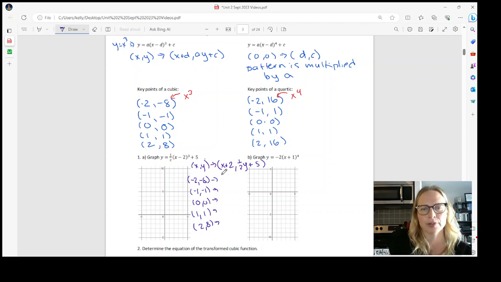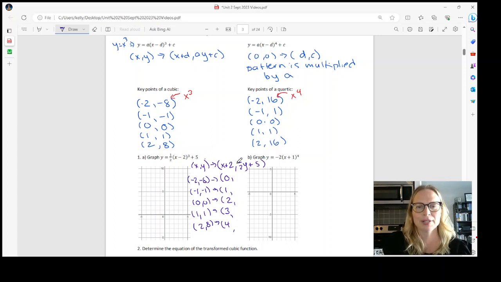Okay, and then usually I go through and I do all my x's at once. So -2 plus 2 is 0, -1 plus 2 is 1, 0 plus 2, 1 plus 2, and 2 plus 2. I always like the pattern that will form. Then I'm going to multiply my y's by a half and add 5. So -8 times a half is -4, plus 5 is 1. A half times -1 is -1/2, plus 5 is 4.5. A half of 0 plus 5 is 5. A half of 1 plus 5 is 5.5. And half of 8 is 4 plus 5, which is 9.